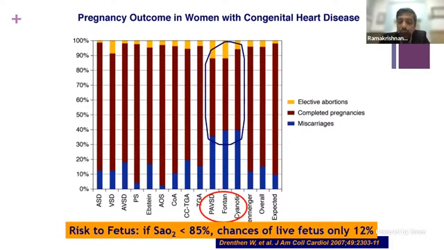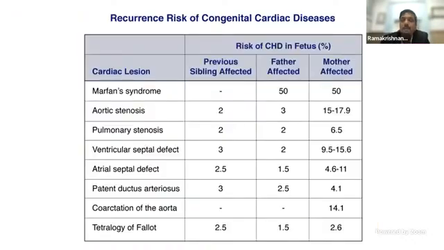So the risk to the fetus is, if the saturation is below 85 in early pregnancy, the chance of a live fetus is only 12%. This is another important slide that I think you are often asked about: what is the risk of CHD in the fetus if the father is affected, the mother is affected, or a previous sibling is affected?